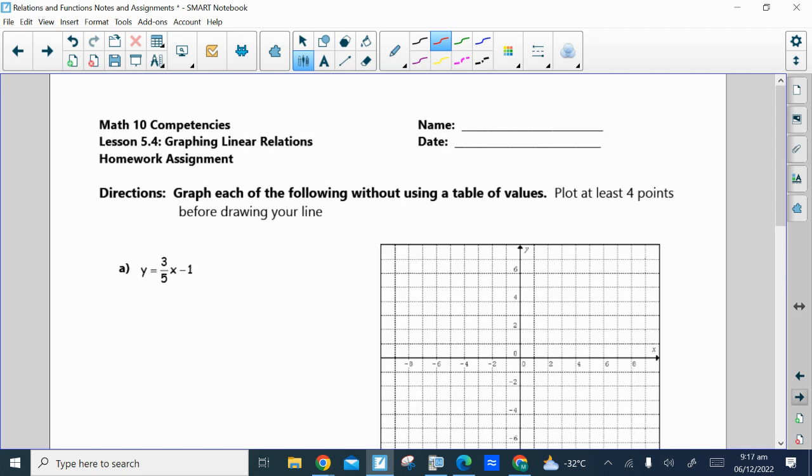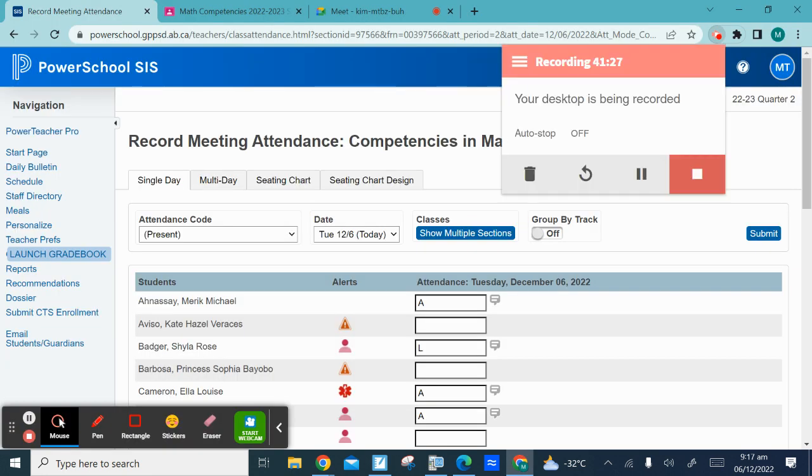All right. So remember that yesterday's assignment, graphing using a table of values, was due for marks. A bunch of you handed in already, and it's been marked. If you weren't here yesterday, you need to come and get yesterday's assignment. That was due for marks. And today's assignment, I will put the solutions on Google Classroom so you can check your answers. Remember, tomorrow we have a quiz.